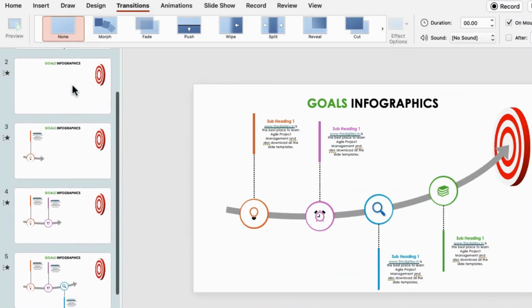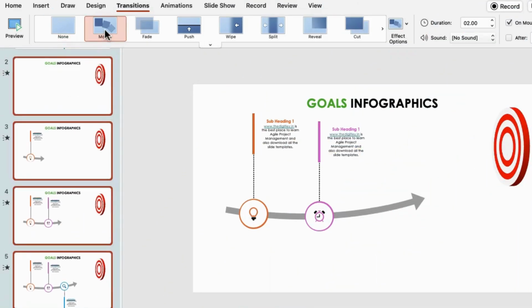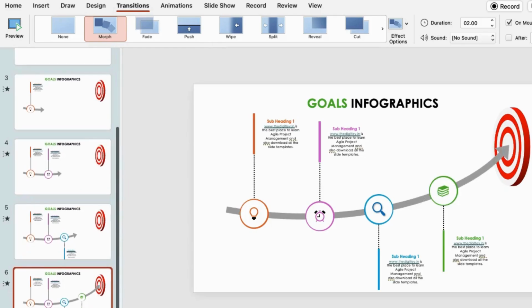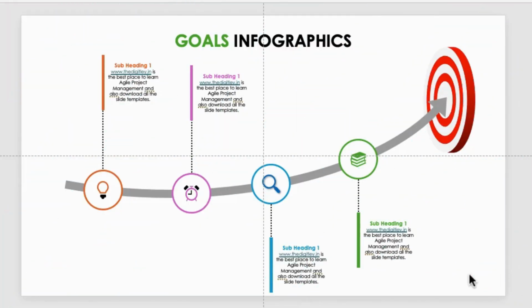Select the last slide, then hold Shift and select the first slide. Apply the morph transition to create a smooth and professional effect. And there you have it. Your goal infographic slide is complete.